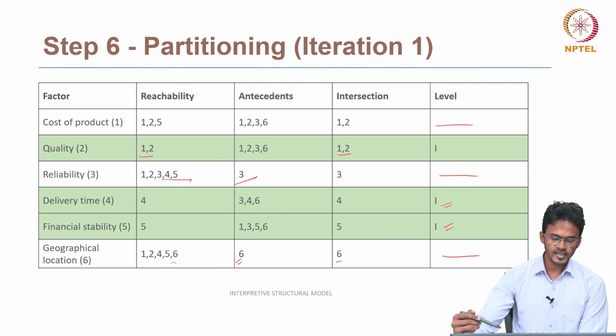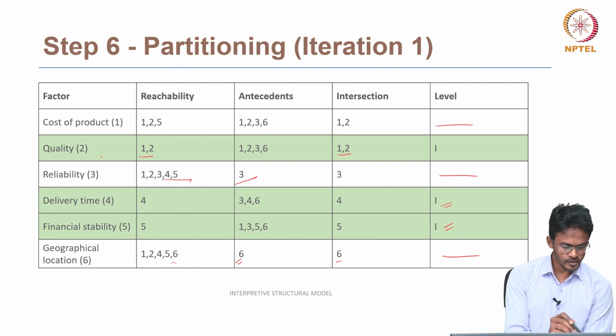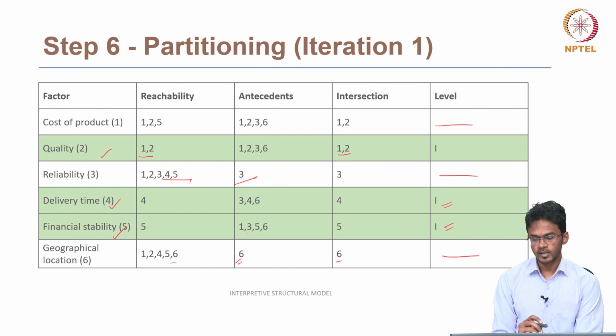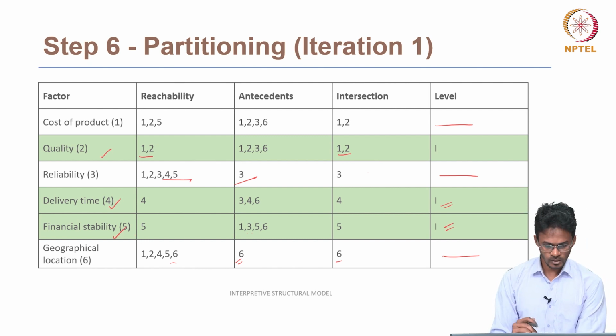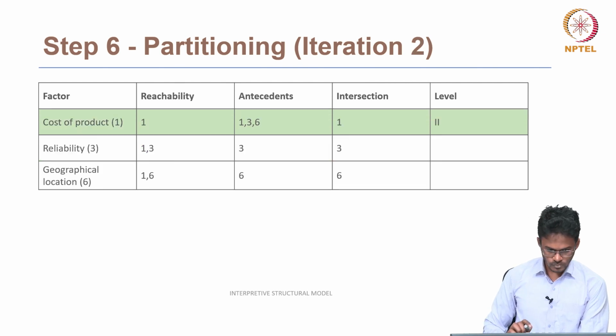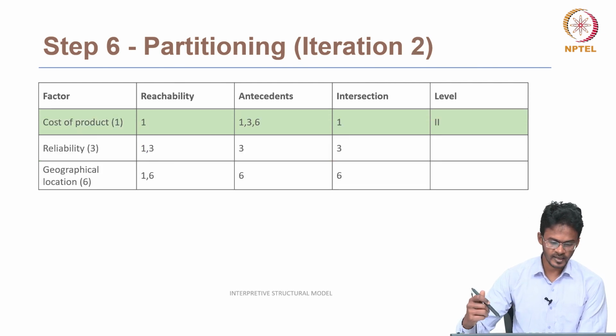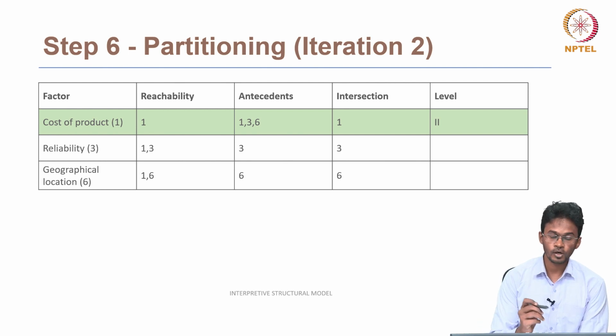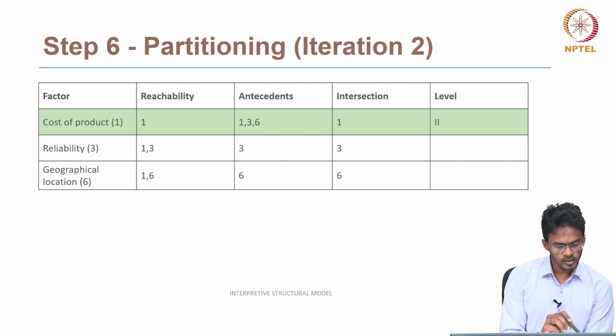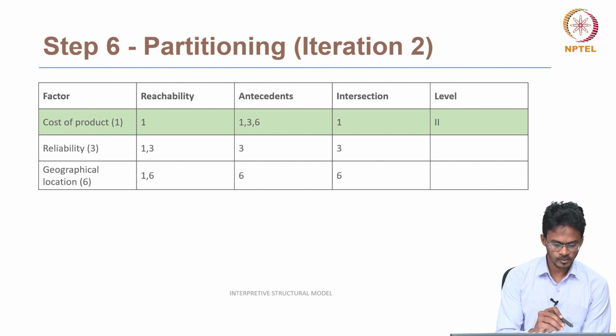So, we can see from this iteration, factor 2, factor 4 and factor 5 are getting a level, and these are level 1 factors. For the next iteration, we will not consider these factors and we will remove these factors and we will go for next iteration. As we can see, we removed the factors 2, 4 and 5 as they have already got the levels. Now again we will repeat the same procedure.